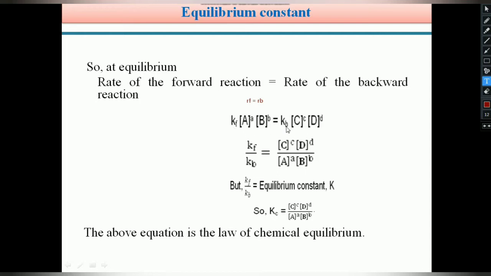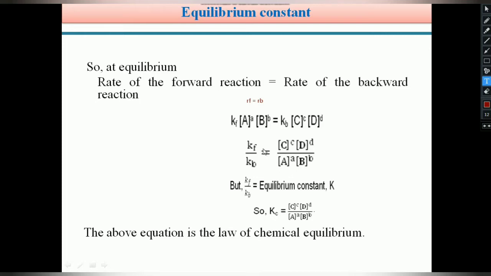You can bring Kb towards this side. Here it is in numerator. When it is coming to this side, it comes under denominator. Therefore, on rearranging this equation, Kf by Kb is equal to concentration of C to the power of c into concentration of D to the power of d by concentration of A to the power of a and concentration of B to the power of b is in denominator.